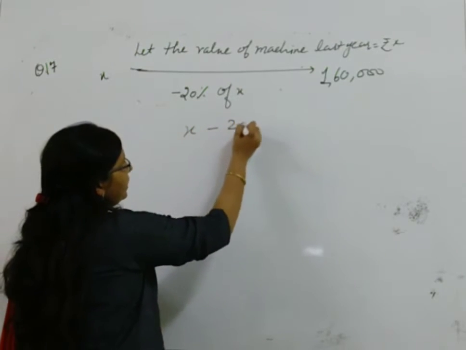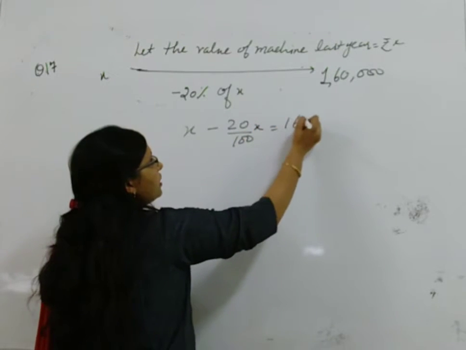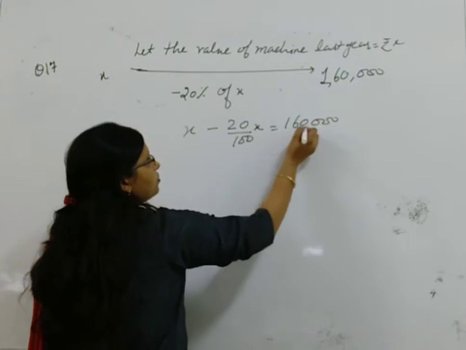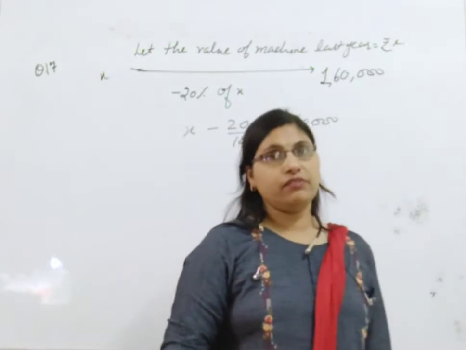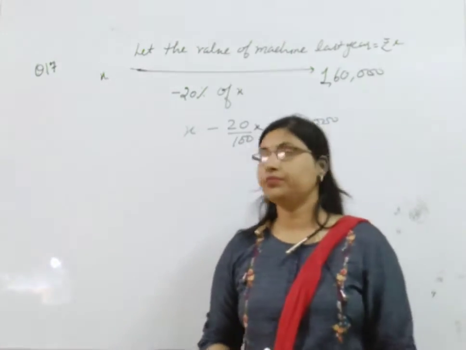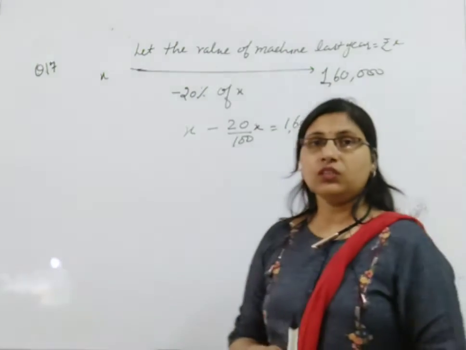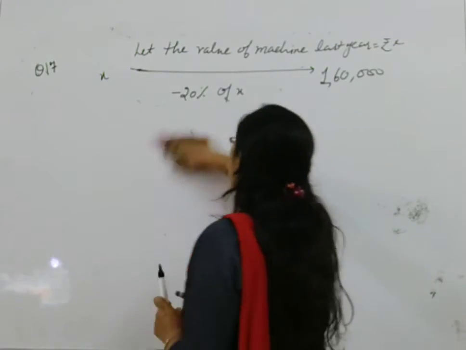X minus 20% यानी कि 20/100 x is equal to 1,60,000. Clear? And after that we can calculate the values. We will get the answer. Clear everyone? So you can complete this question yourself. Now the next question.